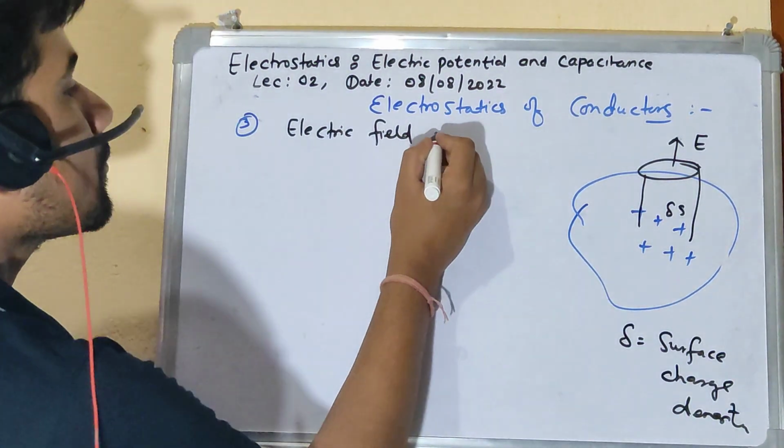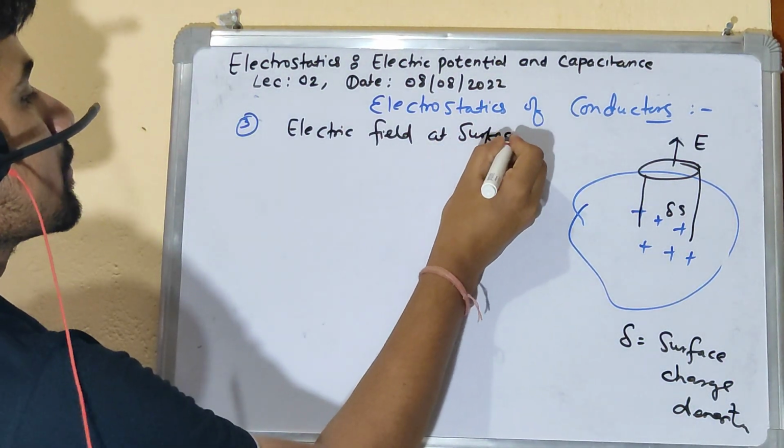So the next topic is the electric field at the surface of a charged conductor.